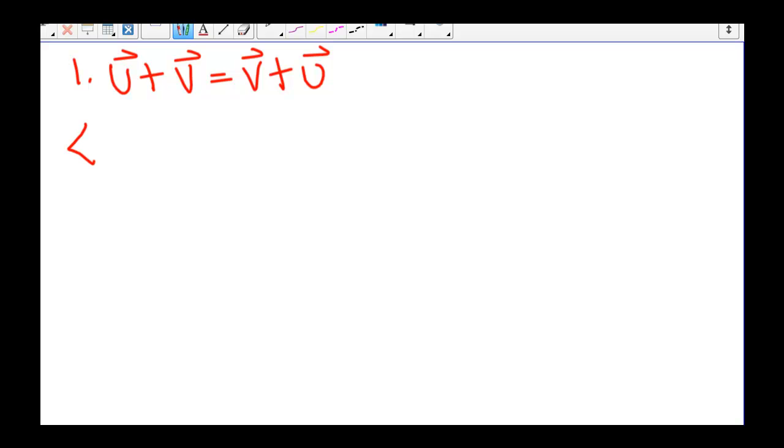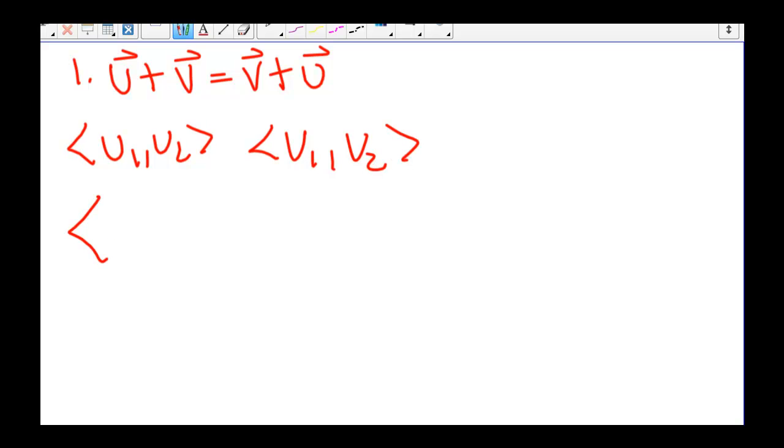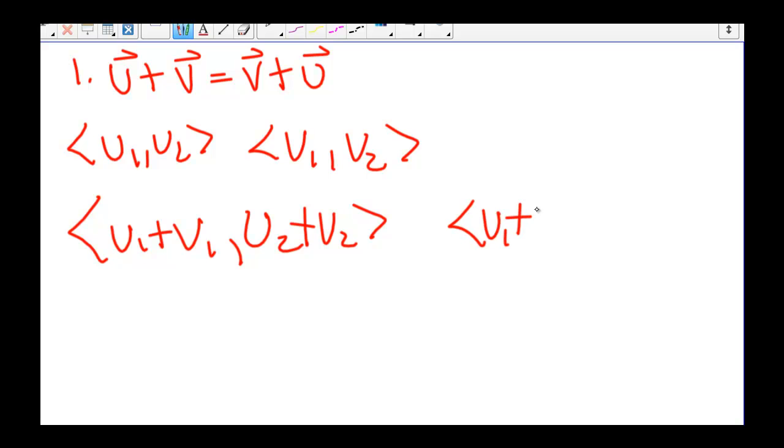We have the vector u is u1, u2. Vector v is v1, v2. So u plus v is u1 plus v1, comma u2 plus v2. On the other hand, we have v plus u is v1 plus u1, v2 plus u2. And since we know that u and v are real numbers, and in real numbers, addition is commutative, then these two are equal.